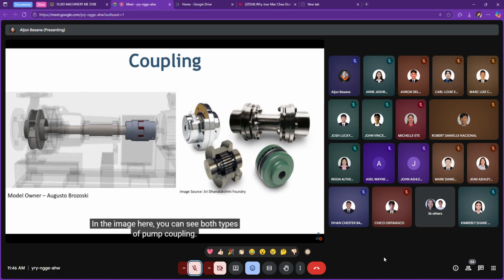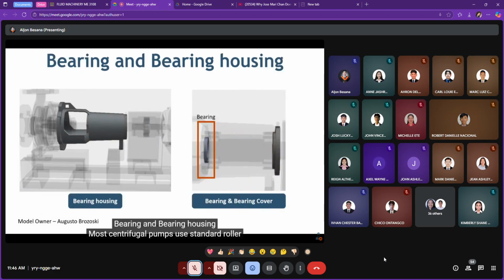The next is bearing and bearing housing. Most centrifugal pumps use standard roller bearing. The bearing function is to keep the shaft in position, and it facilitates the frictionless movement of the shaft.